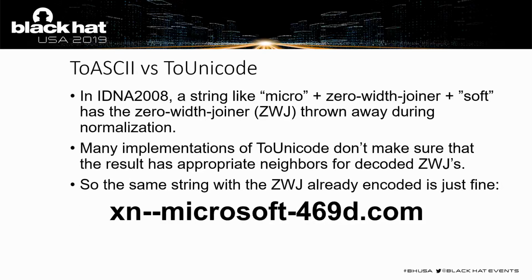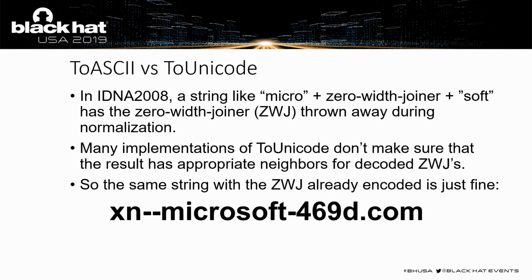So if you put one of these characters in a hostname, if you just make some hostname like micro and then a zero width joiner soft.com, and then try to use IDNA 2008 to convert it to ASCII, that won't get you anywhere. It'll just throw away the zero width joiner, so it's just Microsoft.com. But you remember what I said about the round trip check, that when you're going from ASCII to Unicode, you're supposed to go back from Unicode to ASCII and make sure you ended up with the same thing. Well, that isn't really implemented very often.